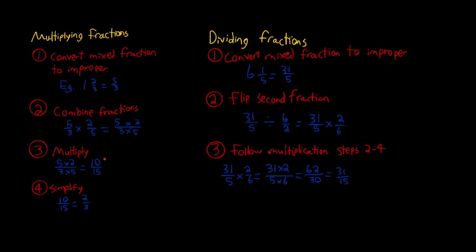So 5 times 3 is... so 5 times 2 is 10, 3 times 5 is 15, and you can see I have 10 on the top and 15 on the bottom. Now, finally, I want to simplify this, so that's going to give me 10 over 15, which simplifies to 2 over 3.